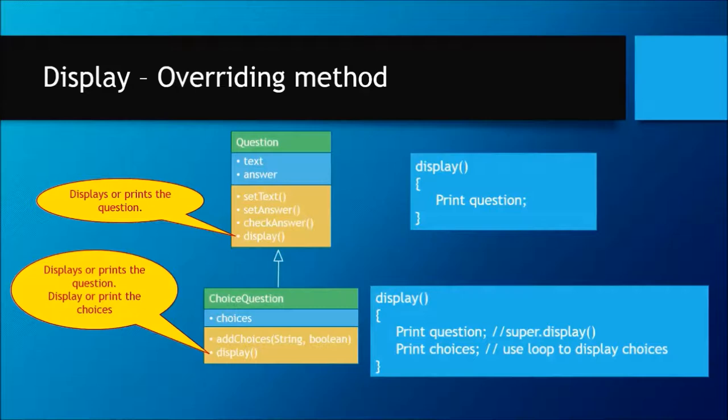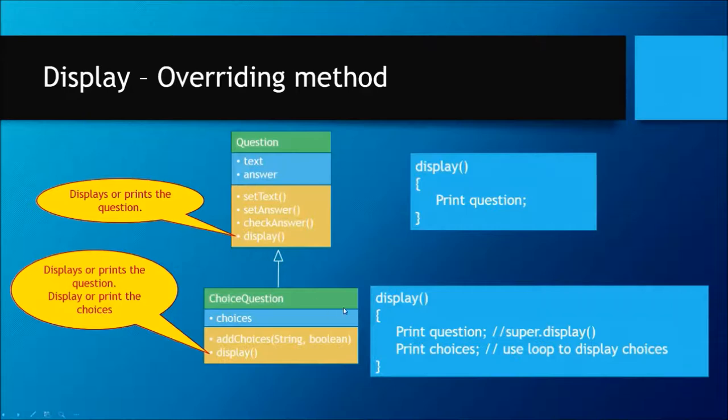So in here, let's take a look at the display method of a subclass. This method is actually overriding the superclass display method. How is it doing that? This display method is printing the question. That means it's doing the same thing as your superclass method, and also it's doing some additional work, that's printing the choices. So what we can say is the subclass display method replaces the superclass display method. So every time I invoke the display method of the subclass, it's always going to print the question and then it's going to print the choices.